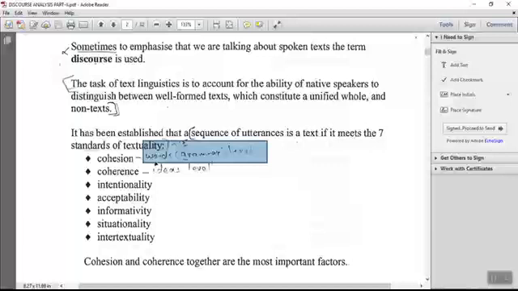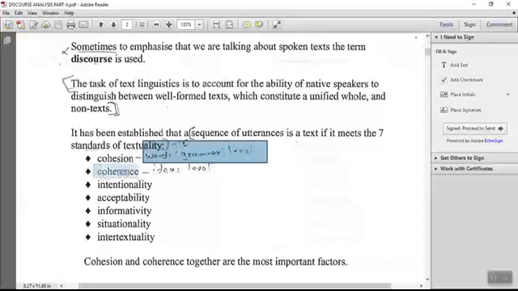Okay, so cohesion is concerned with the unity of text that is achieved by using grammatical resources and lexical resources available in a language. So we are talking about the words level and grammar level, no more.